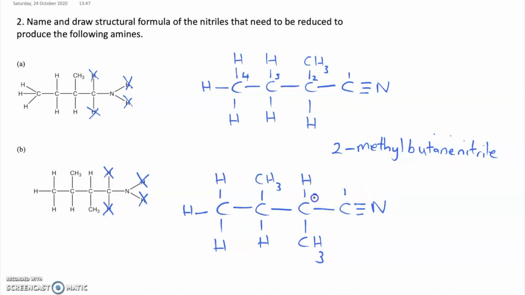This again is a nitrile, and we name the nitrile by numbering the carbons where the CN is carbon 1. So here we have methyl groups on carbons 2 and 3. So this is called 2,3-dimethylbutane nitrile. It's called 2,3-dimethylbutane nitrile because I've got 4 carbons in the chain that contains the CN, and I've got methyl groups on carbons 2 and 3.